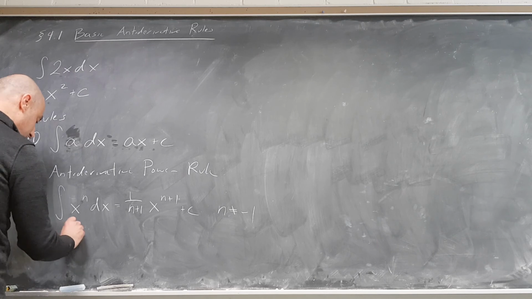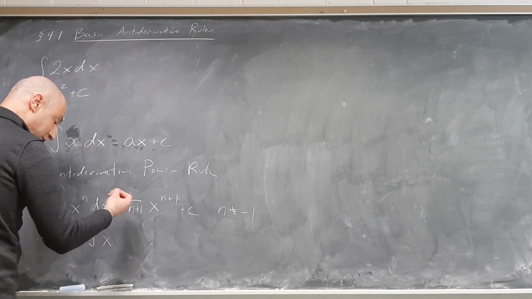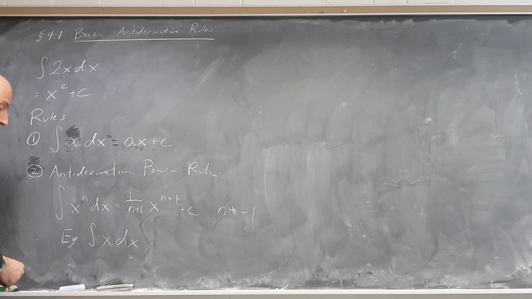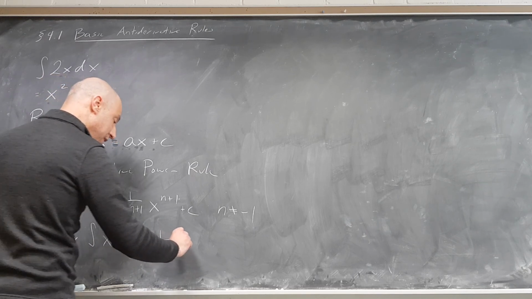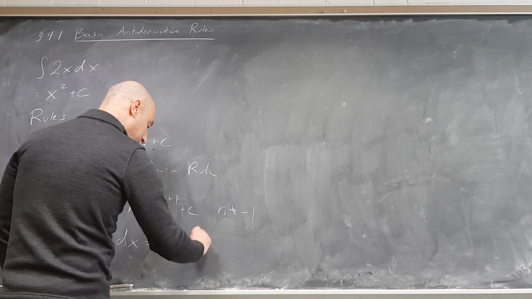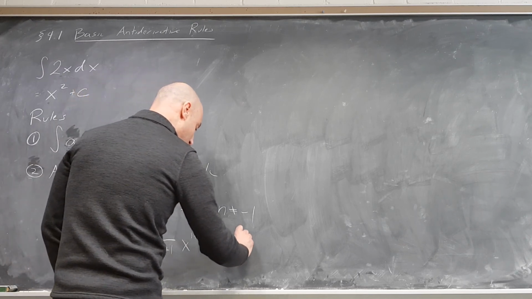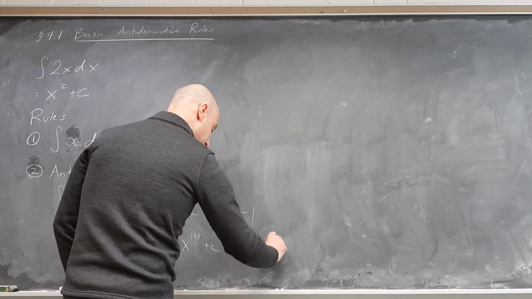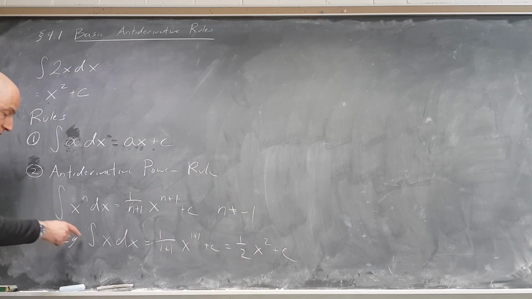For example, the antiderivative of x to the 1, and x to the 1 is just x, is 1 over 1 plus 1, x to the 1 plus 1 plus a constant. In other words, you'd probably write 1 over 2, since 1 over 1 plus 1 is 2, x to the 2 plus a constant, which agrees with the solution to when we did this problem the last time.